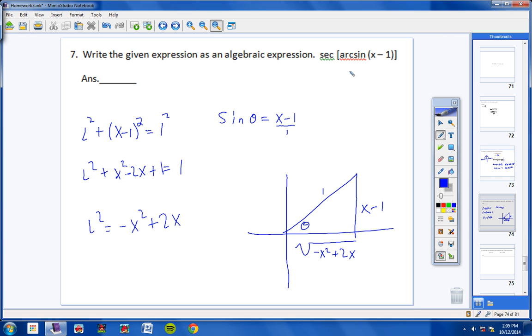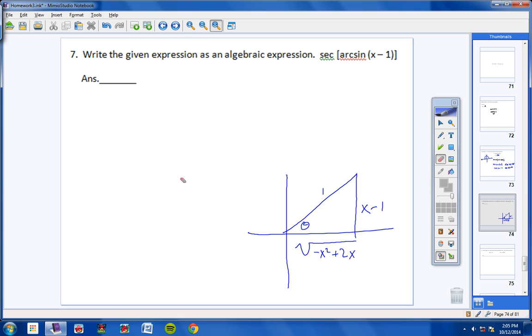Now, remember, anytime you see arcsine or arccosine or arctangent, it's really a way to rewrite an angle. So arcsine represents an angle. We don't know what that angle is, but we wrote a triangular representation of that angle. So now that we have that triangle all set up, we can go on to the last step, which is take the secant of theta.